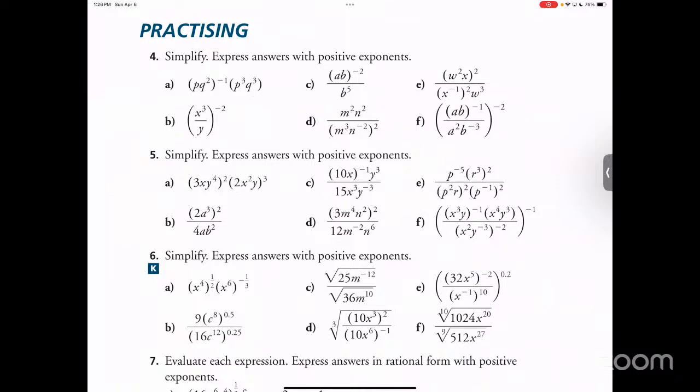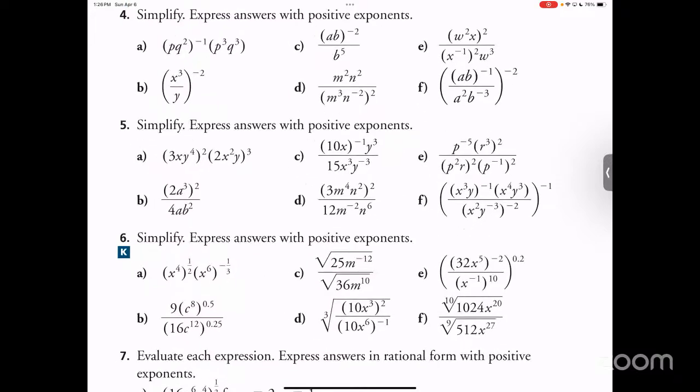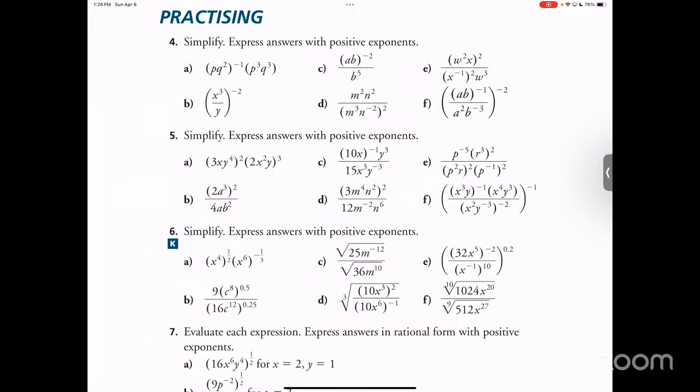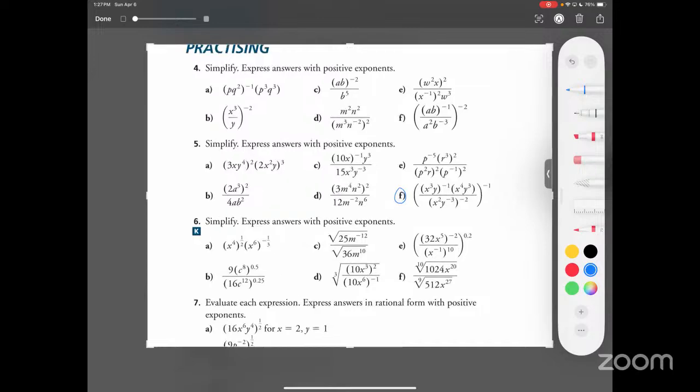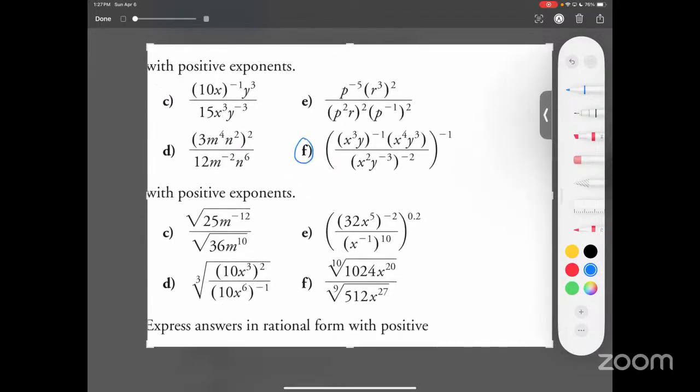I want you guys to do number 5F. Number 5F first. Copy down number 5F. Of course it's ugly, but that's okay. How would you do number 5F?